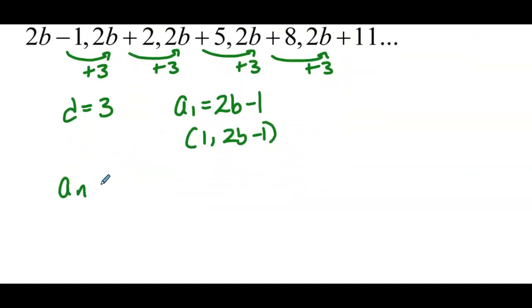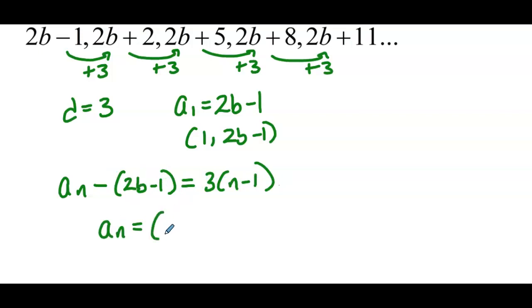So a sub n minus, in parentheses, 2b minus 1. The reason I need parentheses now is it's not just a single number. And that equals 3 times n minus 1. So I move this term over, so a sub n equals, we'll keep the parentheses, 2b minus 1 plus 3 times n minus 1.